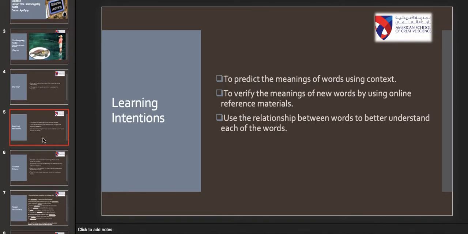The learning intentions for this class: to predict the meaning of words using context, to verify the meanings of new words by using online reference materials, like dictionaries, to use the relationship between words to better understand each of the words.